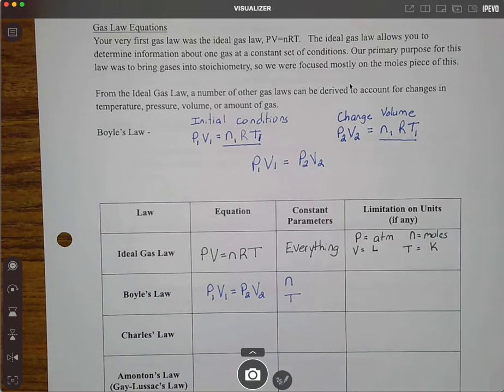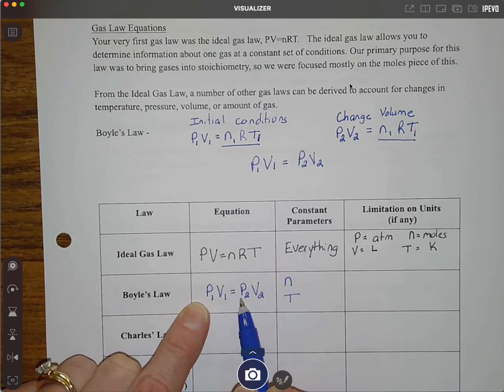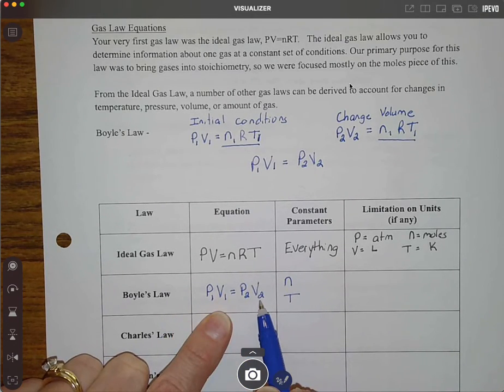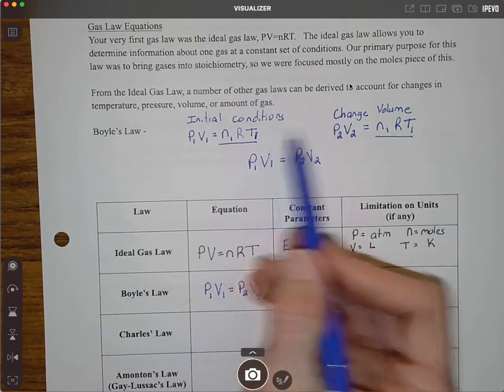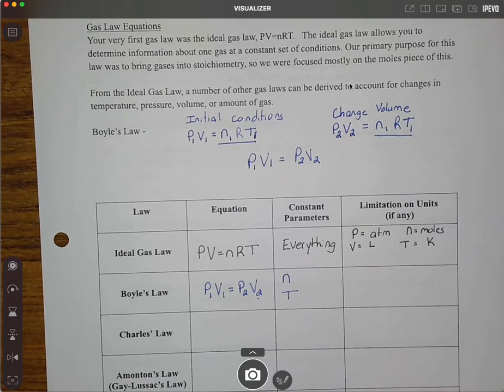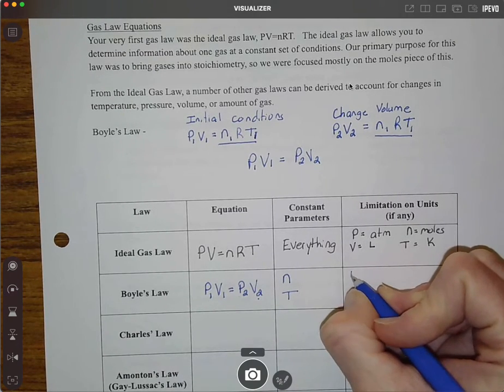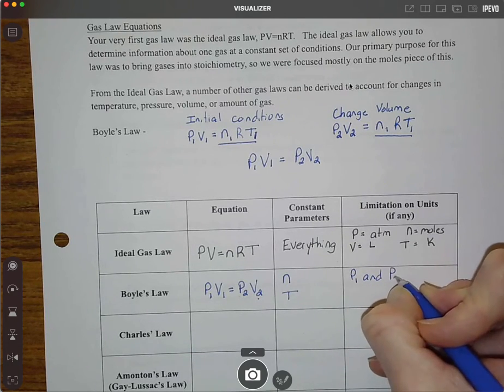There really are no limitations on the units as long as the pressure units match one another and the volume units match one another. We lost the ideal gas constant in doing all of this work up here, and so that lifted some of the restrictions on our units. So P1 and P2 have to match.